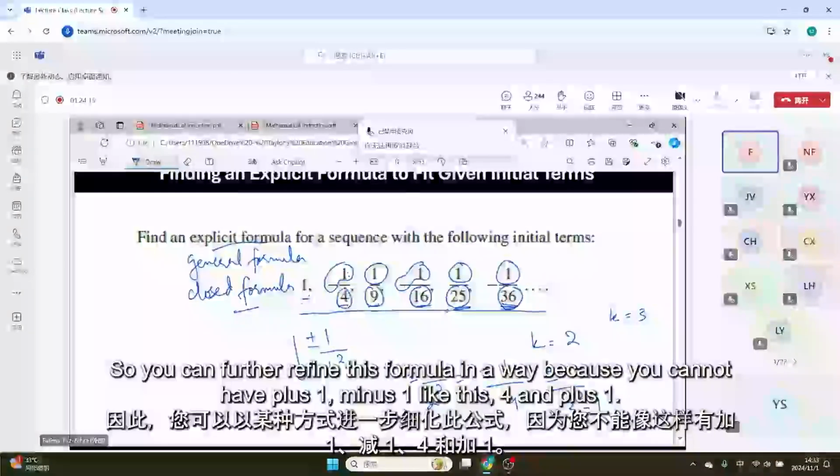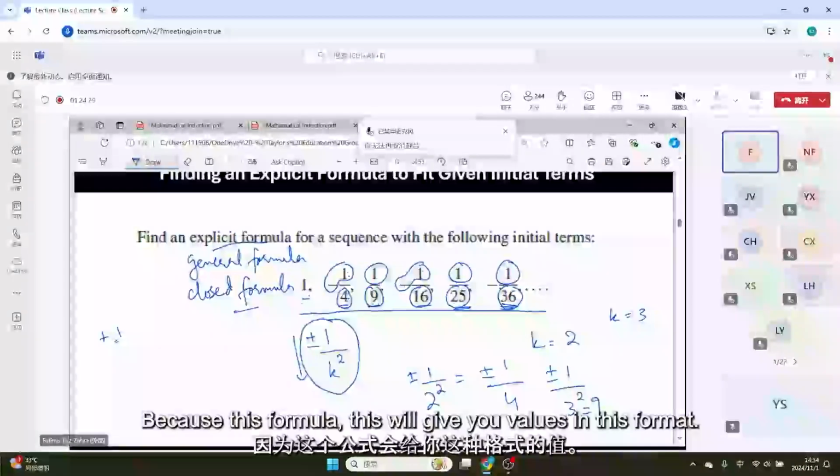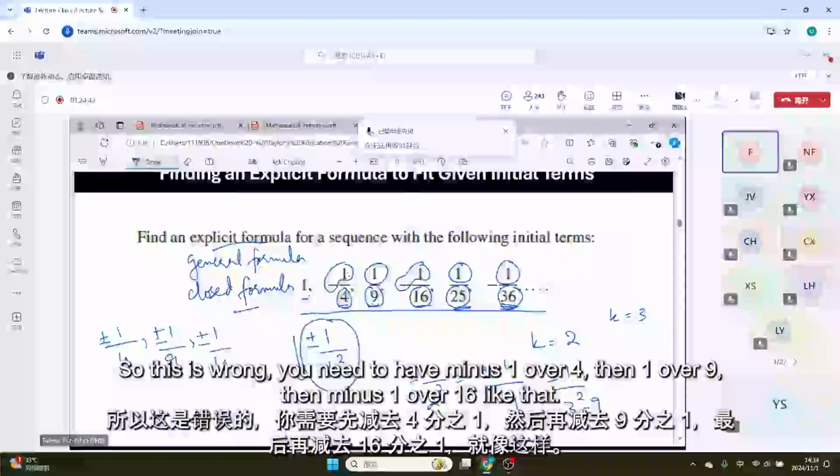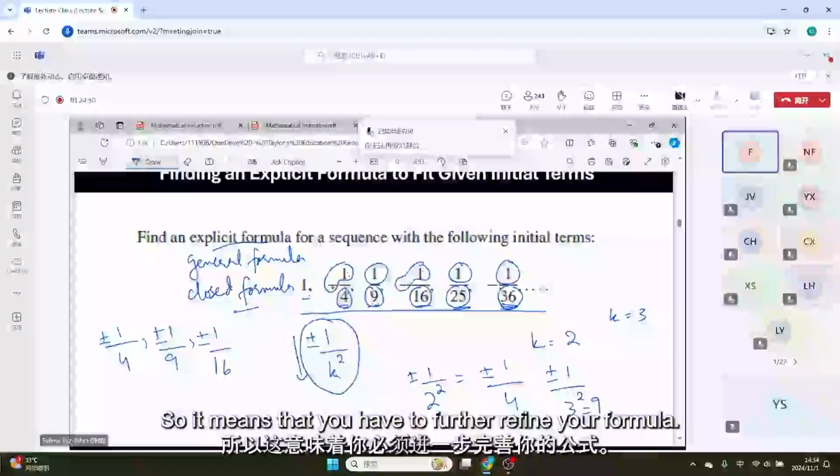Okay, so you can further refine this formula, because you cannot have +1 -1 like this, because this formula will give you values in this format: +1 -1 over 4, +1 -1 over 9, +1 -1 over 16, and so on. But what you need, so this is wrong. You need to have -1 over 4, then 1 over 9, then -1 over 16, like that. So it means that you have to further refine your formula.